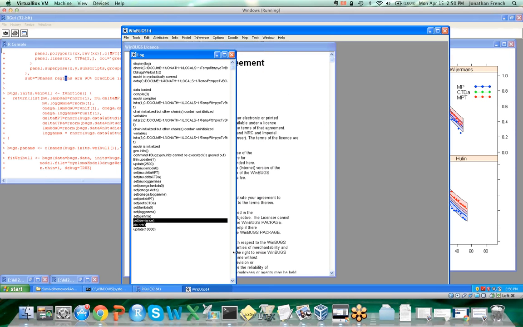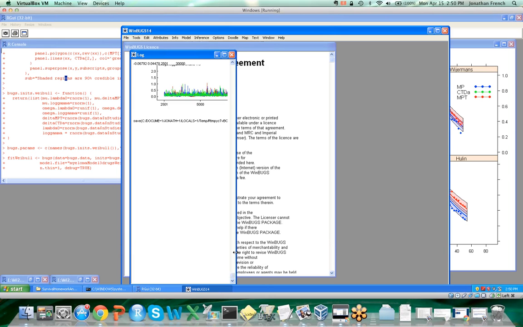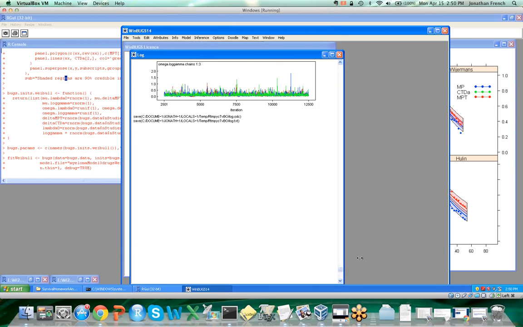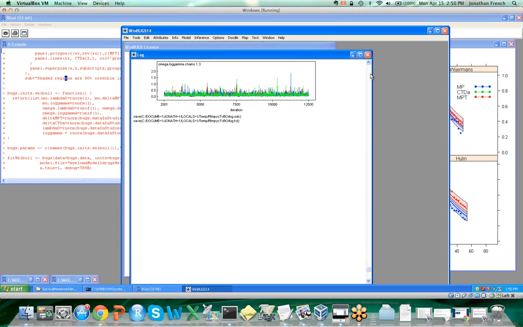WinBUGS is still chugging away here. This model is taking a little bit longer to fit than the exponential model, not surprisingly. Okay, so now it's finished. It's going to give us some of those diagnostic plots.